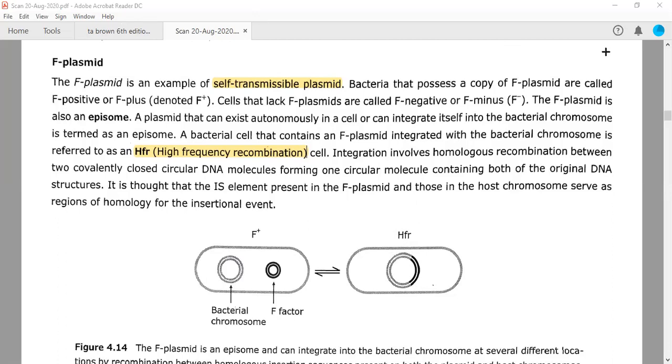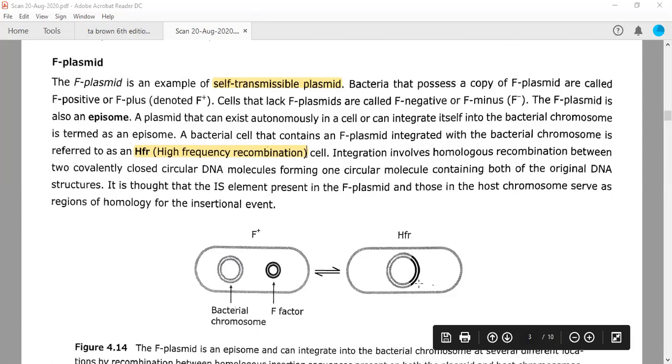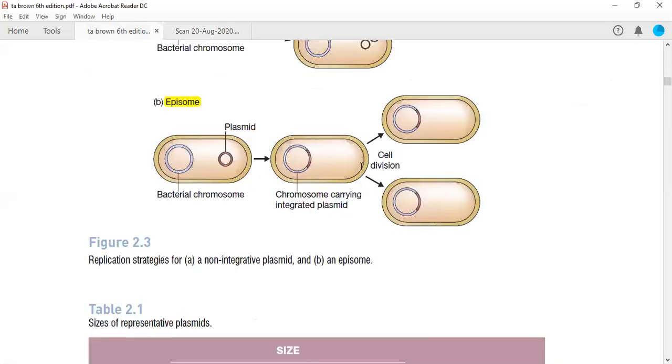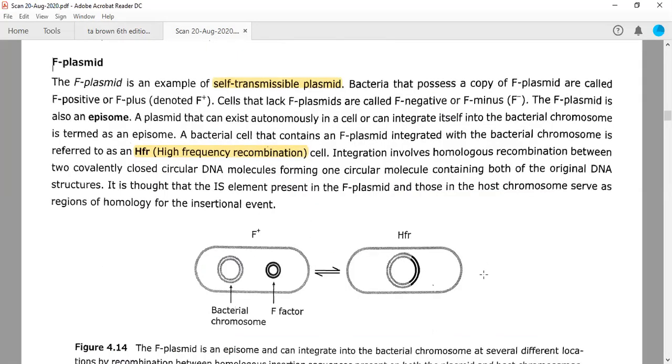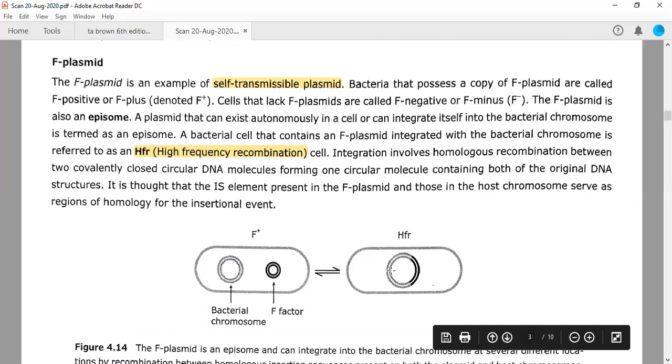Therefore, they are called high frequency recombination cells, because once the F plasmid is integrated into the bacterial chromosome, the whole chromosome can be transferred from one bacterial cell into another through formation of the conjugation tube, not by division. An episome can only transfer by division, but Hfr can make the conjugation tube and transfer the complete chromosomal DNA from one cell into another. Bacteria that have a copy of the F plasmid are called F positive, and those that do not are F negative.